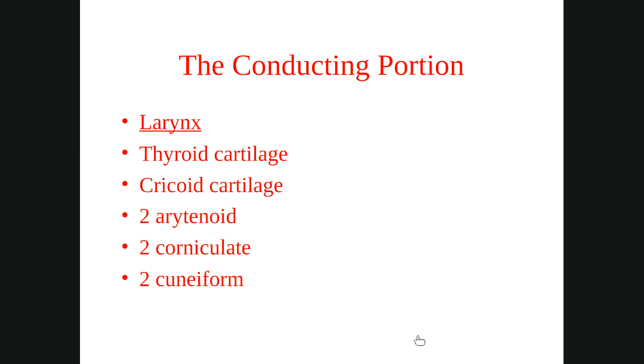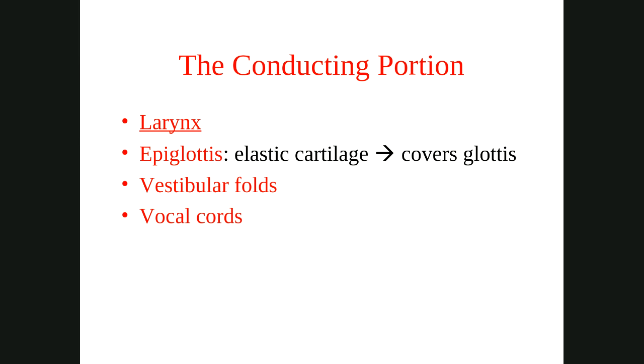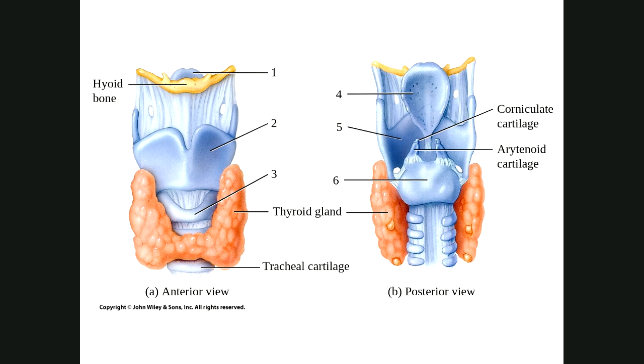Okay, the larynx: thyroid cartilage, cricoid cartilage, 1 cricoid cartilage, and then 2 of each arytenoid, corniculate, and cuneiform cartilages. The epiglottis is elastic. It covers the glottis, and we have the vestibular folds and the vocal cords. Okay, so we'll look at this in just a second.